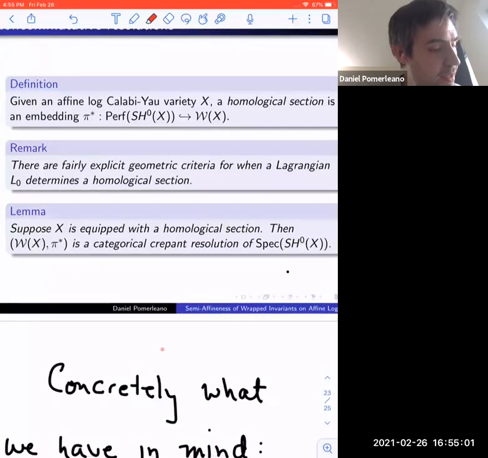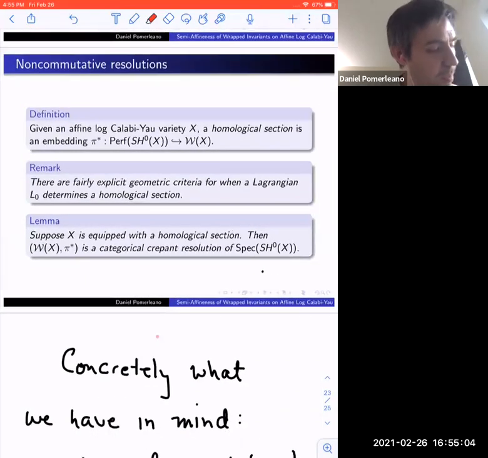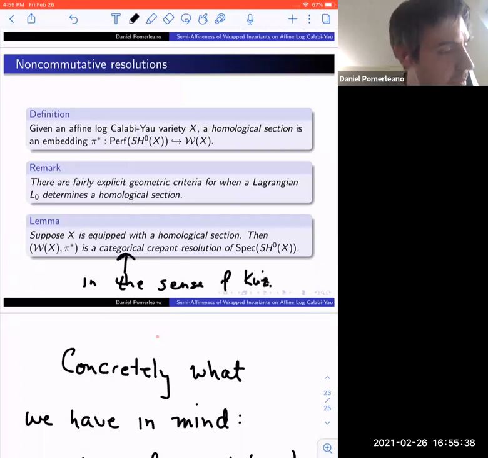there's actually a theorem here: suppose that X has a homological section, then the wrapped Fukaya category equipped with this homological section gives a categorical crepant resolution of Spec of SH^0, in the sense of Kuznetsov. So maybe I should step back and define what a categorical crepant resolution is.